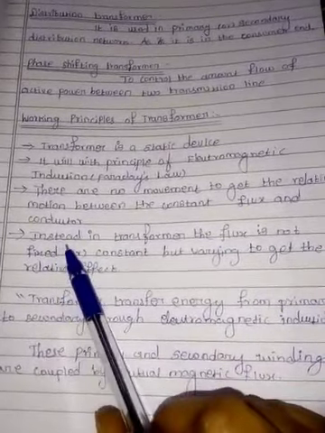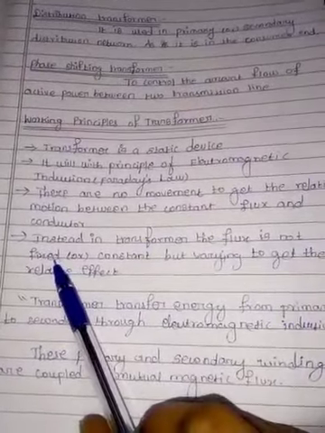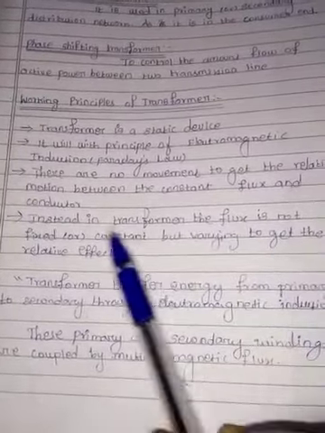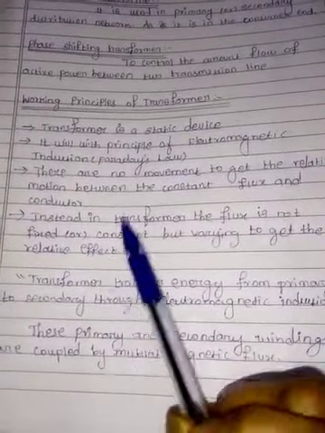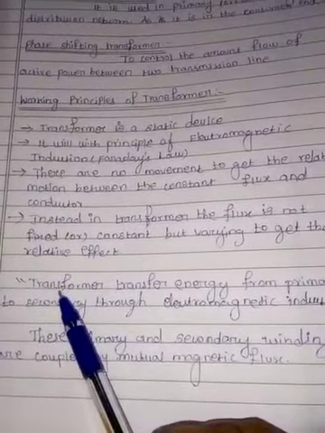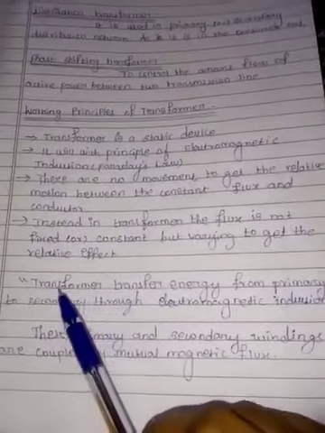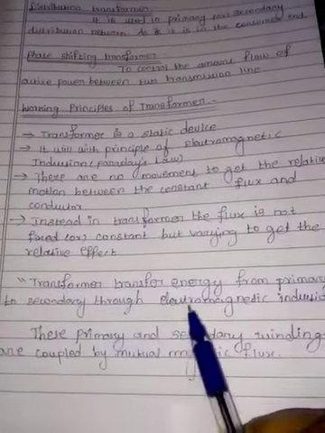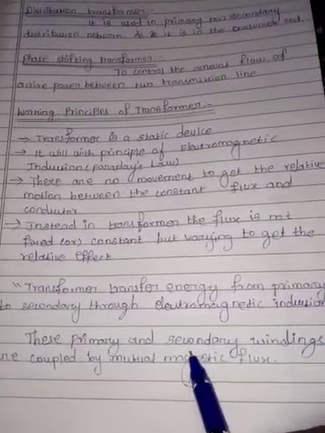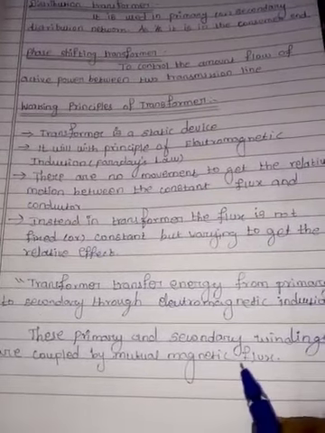And the next one is that in the transformer, the flux is not fixed or constant but varying, to get the relative effect. The main process of the transformer is that energy is transformed from the primary to the secondary through electromagnetic induction. The primary and secondary windings are coupled by mutual magnetic flux.